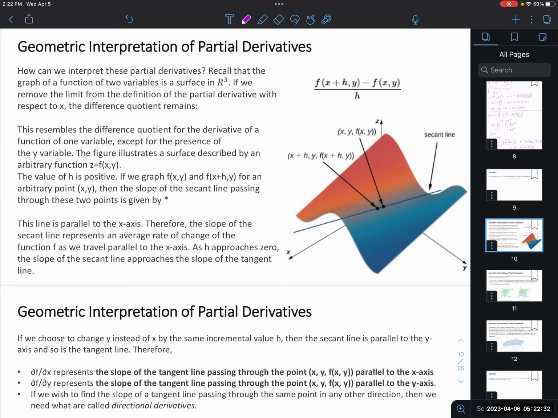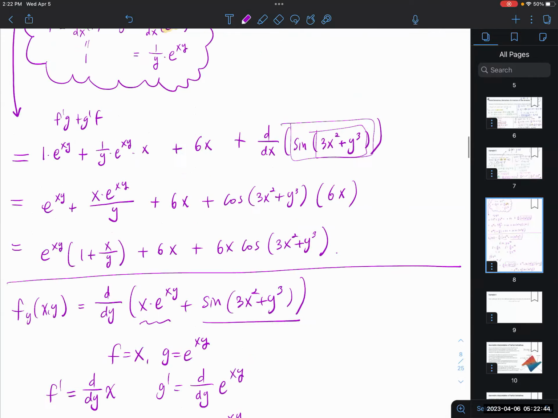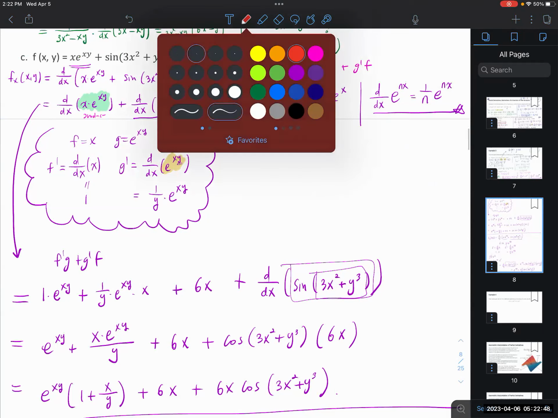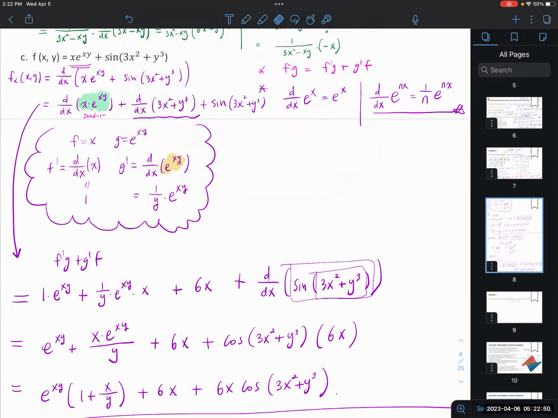So recall that the graph of a function of two variables, we know that it's in 3-dimensional space. So oh, I see. So UN found out my mistake. Yes. So let me just go up a little bit. Thank you, UN, for double checking. Well, we found out that mistake too late. So this is actually not 1 over n.